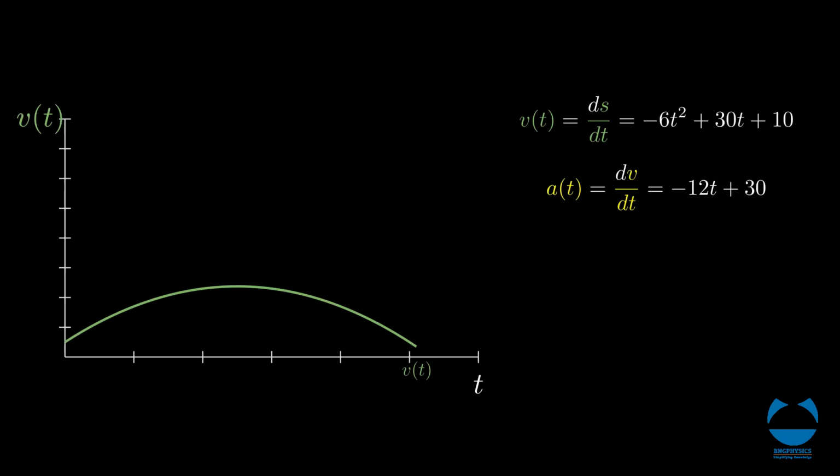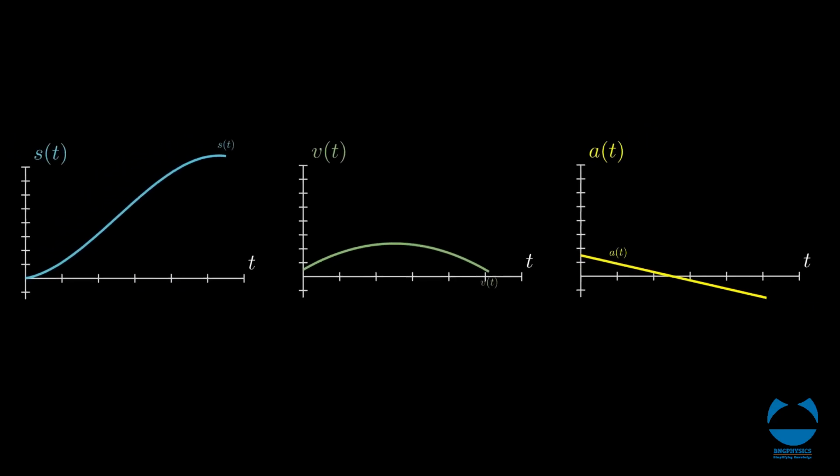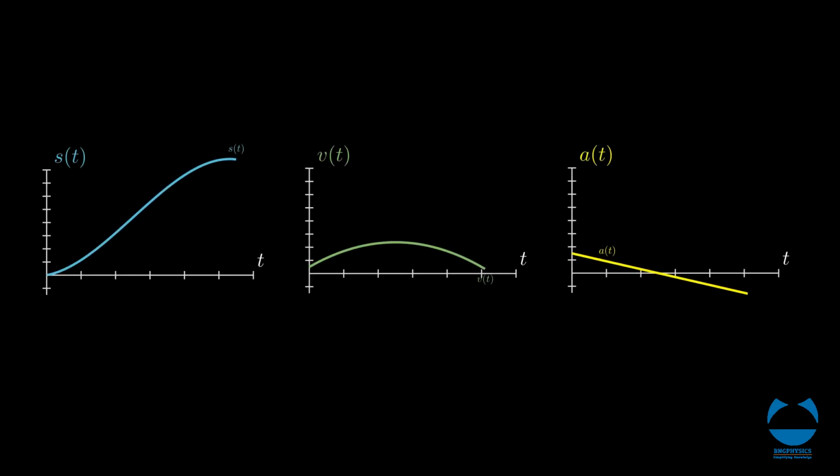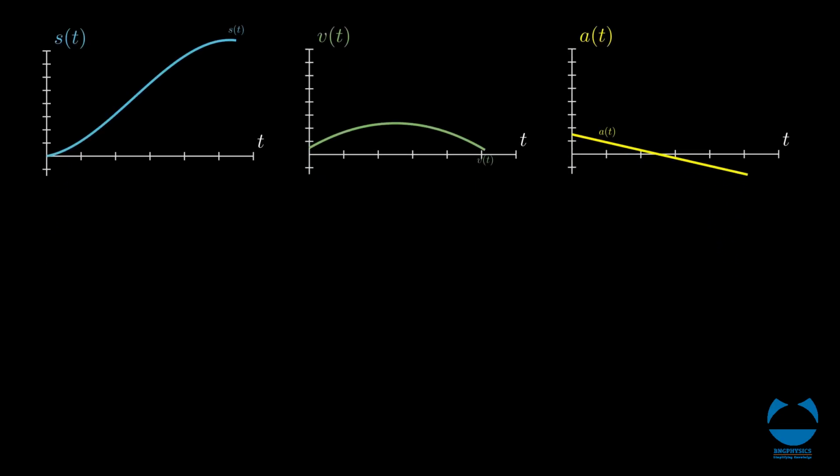Well, this equation shows how far the arrow has traveled after time t, considering resistance slows it down. So here, if we differentiate this equation, we get negative 6t squared plus 30t plus 10. This gives us the arrow's velocity at any moment. If we also differentiate this second equation, we get negative 12t plus 30, which is for acceleration. So when we differentiated the first time, we got the velocity equation. When we differentiated for the second time, we got the acceleration equation.